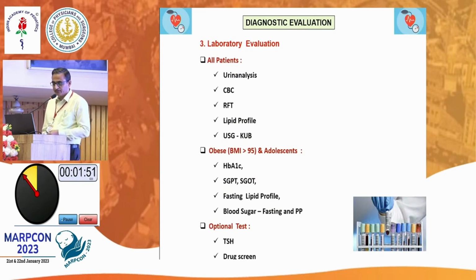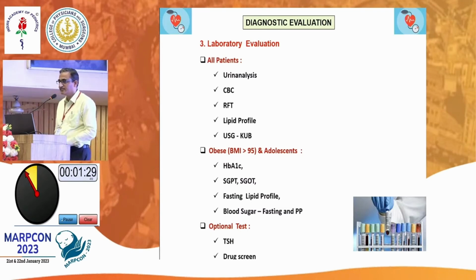All patients should have urine analysis, CBC, renal function test, lipid profile, as well as USG KUB. And in obese individuals and adolescents, a few more additional investigations are required, and these are glycosylated hemoglobin, SGPT, SGOT for fatty liver, fasting lipid profile for dyslipidemia, blood sugar fasting as well as postprandial. And if the history and physical examination suggest some special condition, then some special investigations are also required, such as thyroid function test and drug screen.